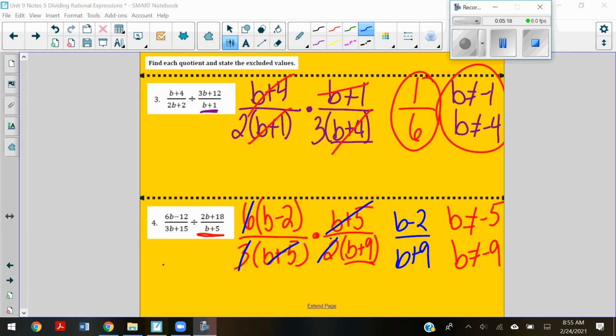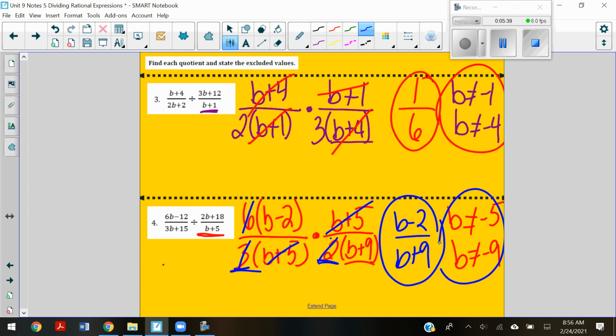All right, so did you catch, we have a 6 in the numerator, and then we have a 3 and a 2 in the denominator, and 3 times 2 is 6. So that 6 in the numerator and the 3 and 2 in the denominator are going to cancel together. So we're left with b minus 2 over b plus 9, and my excluded values are here in my red.